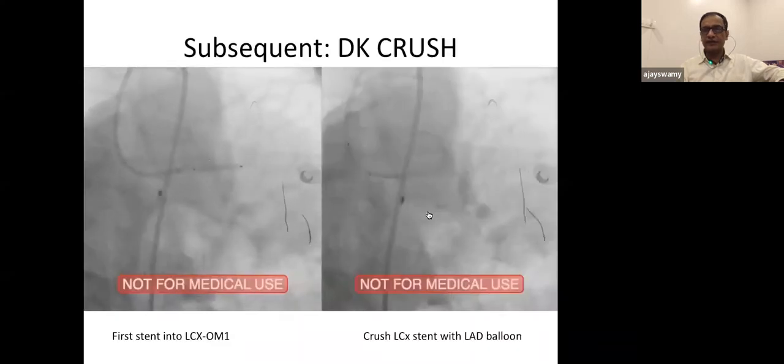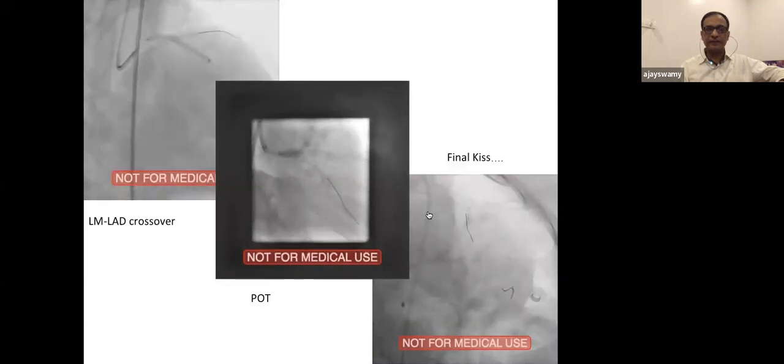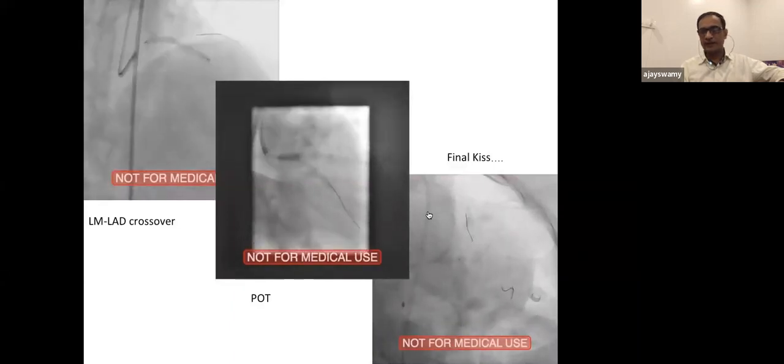Both the LAD and the circumflex were wired, and we finished with the DK crush. This is the first stent after preparation into the LCX OM. The LCX stent is crushed with the LAD balloon. The LM-LAD crossover stent is placed. The POT is done, and that's the final kiss.